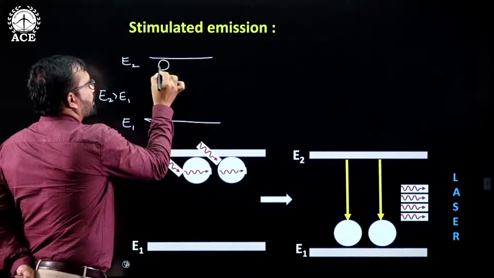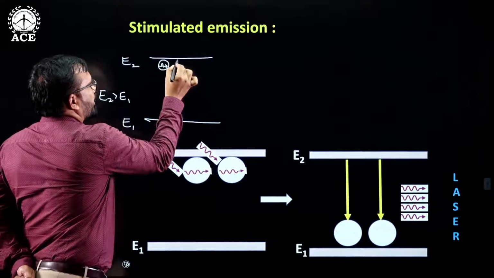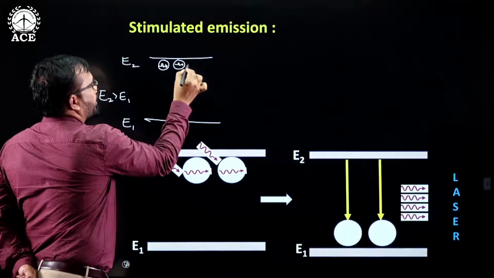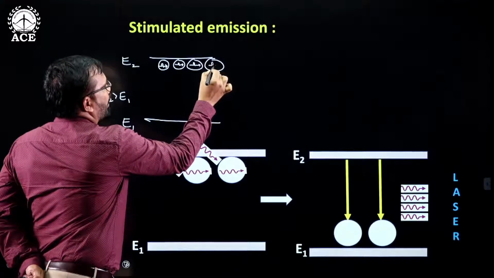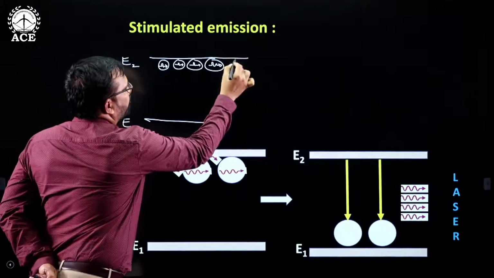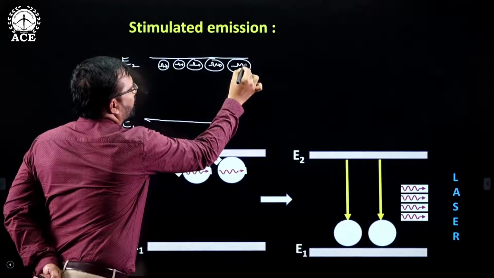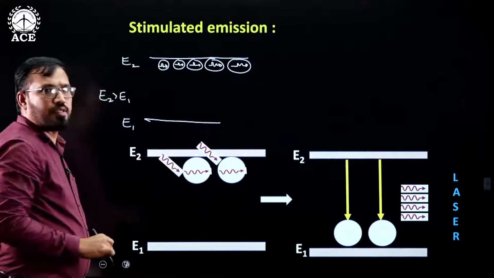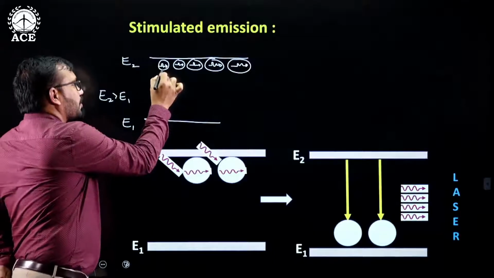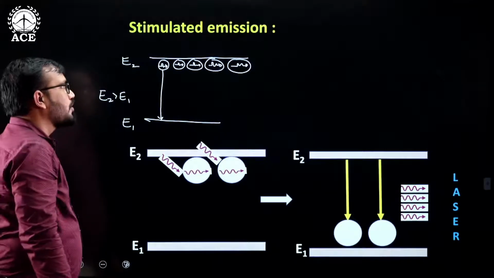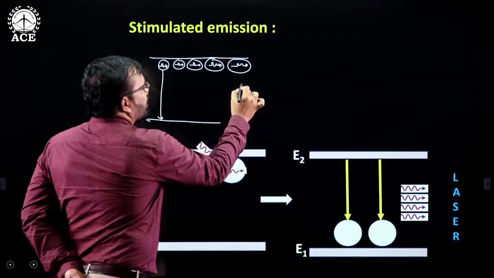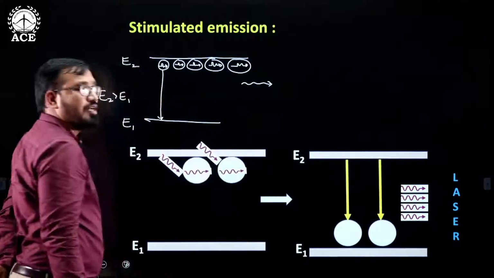See here, this is one atom having a photon in it. It is one more atom having a photon in it. One more atom having a photon in it. Like that, different atoms are there having photons in them. For example, this atom comes down to the ground state. This atom comes down to the ground state. So what happened? It releases the photon.